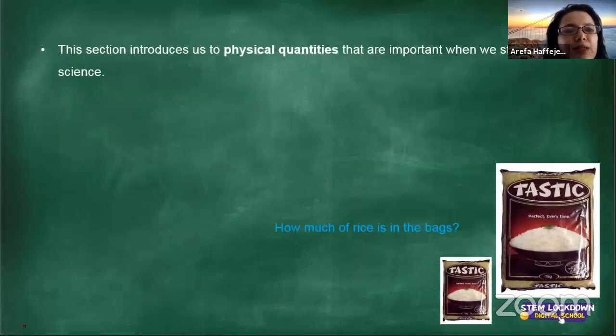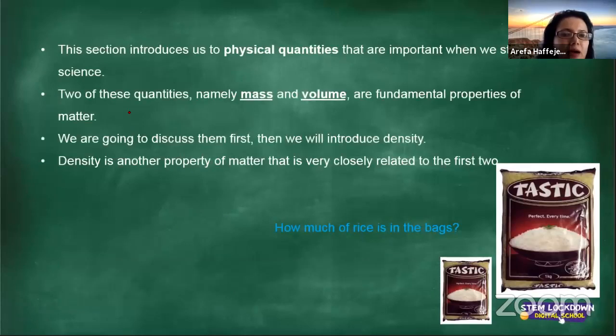So this section introduces us to physical quantities that are important for us to study in science. There are two quantities that make up the fundamental properties of density, namely mass and volume. We're going to discuss them first, and it will help introduce you to understanding what density really is. Density is also a property of matter that is very closely related to the two.